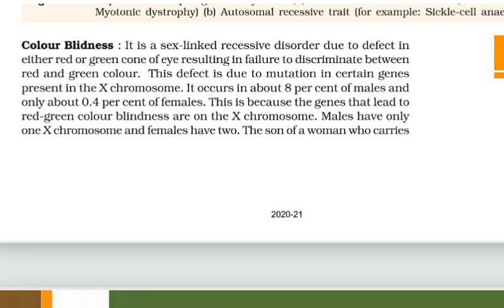Next is color blindness. It is a sex-linked recessive disorder due to defect in either red or green cone of eyes, resulting in failure to discriminate between red and green color.